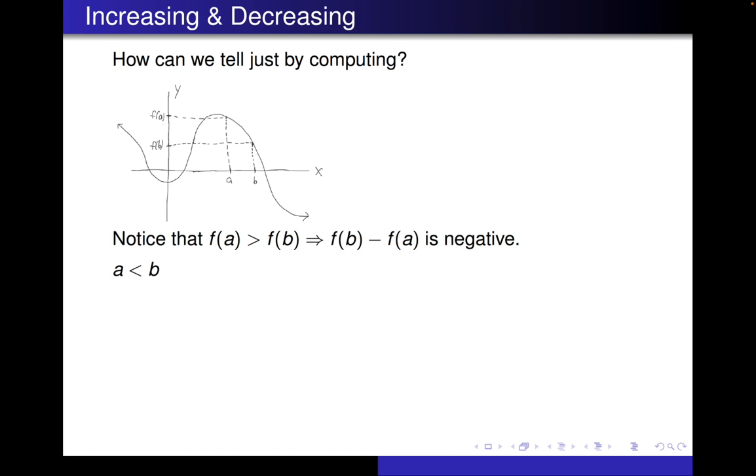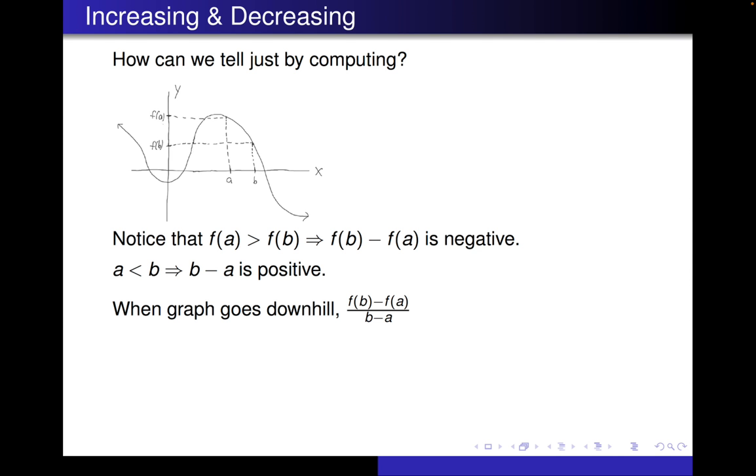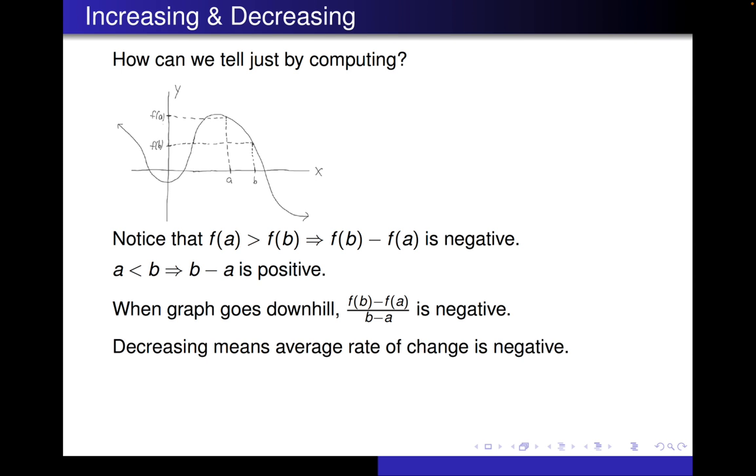However, a is still less than b. a is still to the left of b, just like it was before, which means that when we take b minus a, that is always going to be a positive number. So now when the graph goes downhill, in other words, when our function is decreasing, when we look at f of b minus f of a over b minus a, that numerator is now going to be negative. The denominator is still going to be positive. I get a negative number divided by a positive number. That's going to give me a negative number. So when our function is decreasing, that means the average rate of change is negative, which gives us a more precise way of defining what it means to increase and decrease.